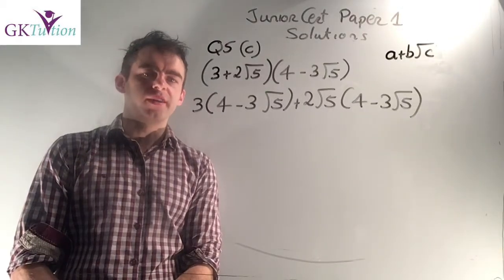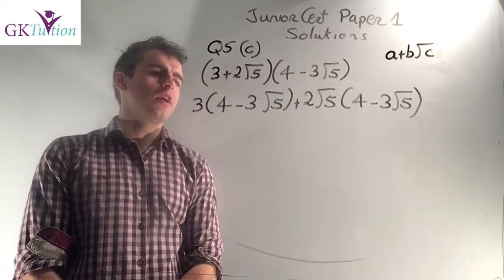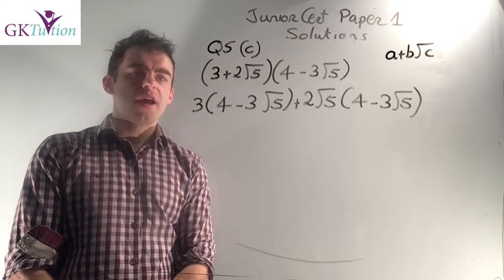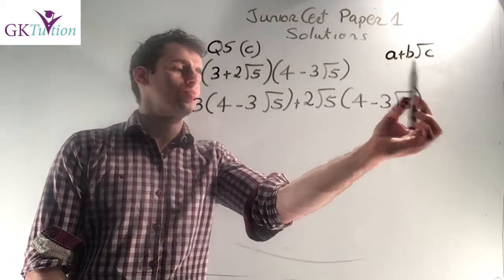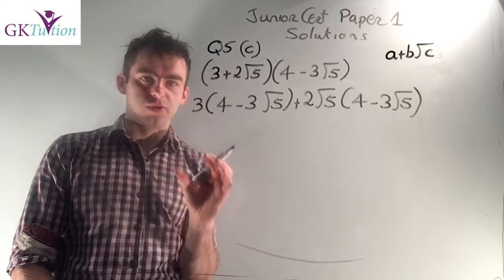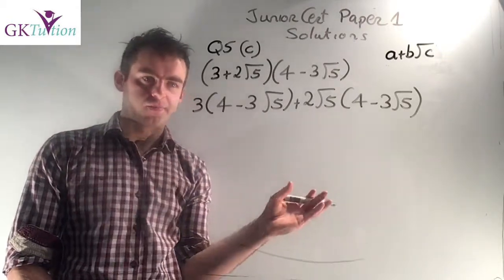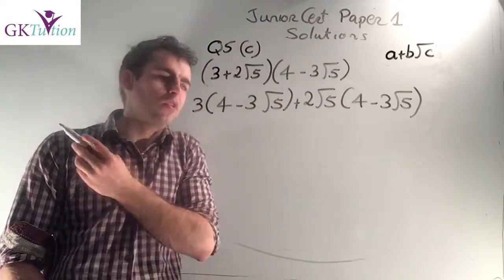Okay, so the final part of this question wants you to simplify 3 plus 2 root 5 times 4 minus 3 root 5 without using your calculator and leave your answer in the form a plus b root c. Now if it says without using your calculator, then it means don't use your calculator or you'll get no marks. So you have 2 brackets, you're just multiplying out 2 brackets. You've done this 100 times.